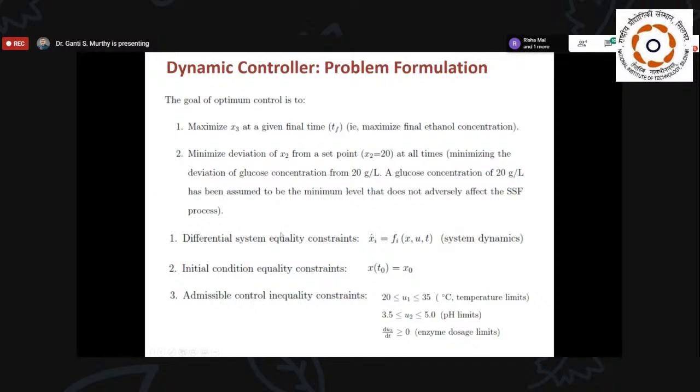And also, this is essentially our goal of the optimum control: to maximize X3, that is the final ethanol concentration, and then to minimize the deviation of X2, which is glucose, throughout the process, and keep it basically at 20 gram per liter. And what are our constraints? So we have the system equality constraints, that is our system dynamics, X dot i is equal to Fi. And then we have initial condition equality constraints, X at time zero should be equal to X zero.